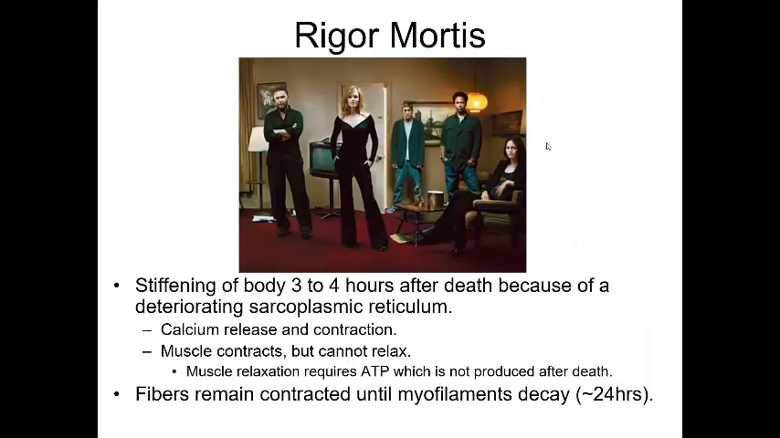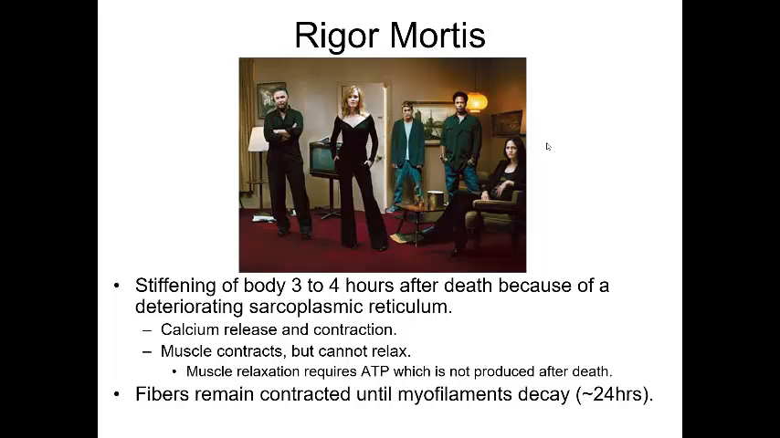The next concept is rigor mortis. So rigor mortis is stiffening of the human body about 3 to 4 hours after death. And that happens because of deteriorating sarcoplasmic reticulum. So what happens to muscles after a person dies? Now, after a person dies, they do not generate ATP. So the sarcoplasmic reticulum releases calcium, and this causes the muscles to contract.